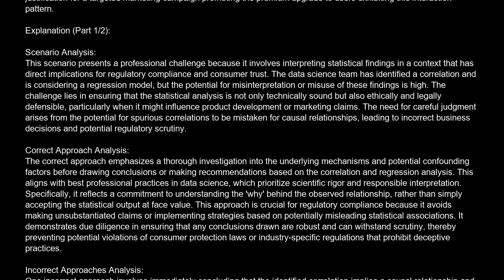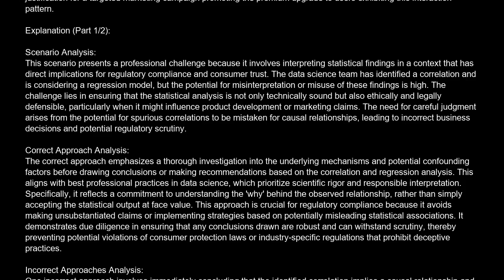Explanation. Scenario analysis. This scenario presents a professional challenge, because it involves interpreting statistical findings in a context that has direct implications for regulatory compliance and consumer trust. The data science team has identified a correlation and is considering a regression model, but the potential for misinterpretation or misuse of these findings is high.